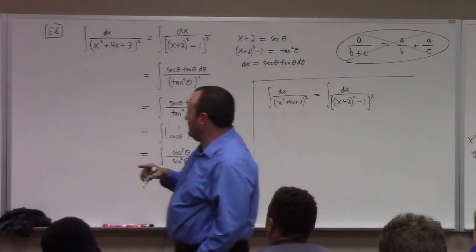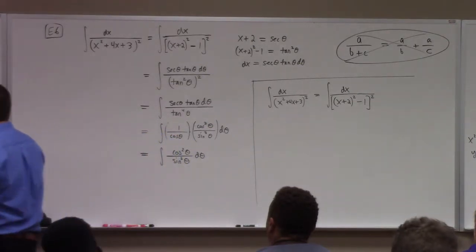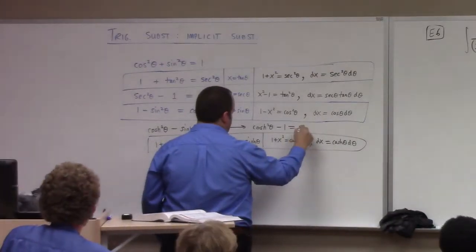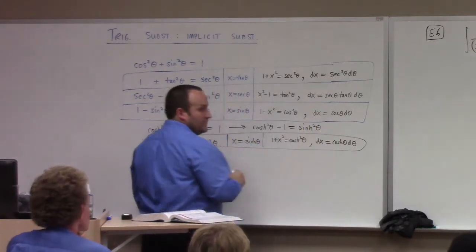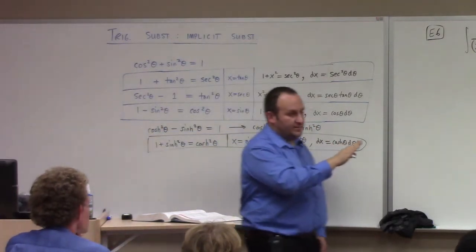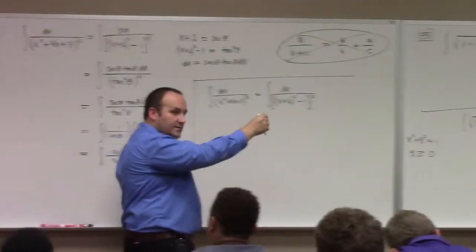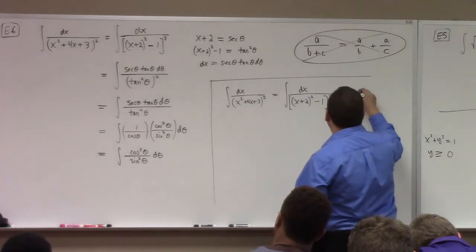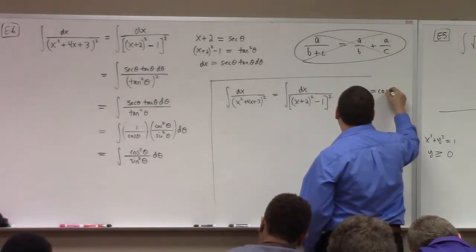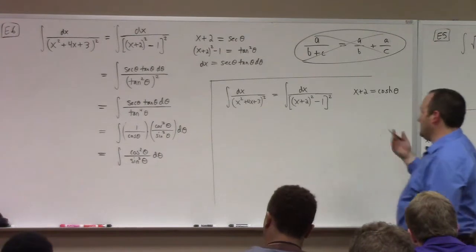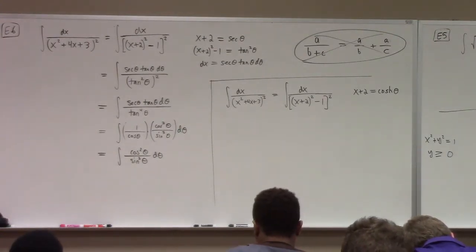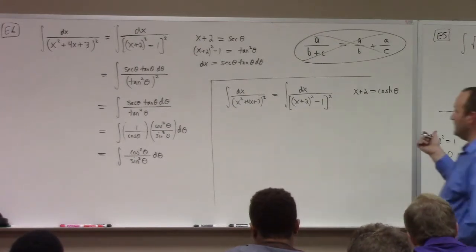Cosh squared, let's see here, so this would say what? This says that cosh squared theta minus 1 equals sinh squared theta, right? So this suggests that if I have the pattern variable squared minus 1, a hyperbolic cosine substitution may be useful. So what I'll do is I'll say x plus 2 is cosh theta. Because then x plus 2 squared minus 1 is what? It is sinh squared, right?